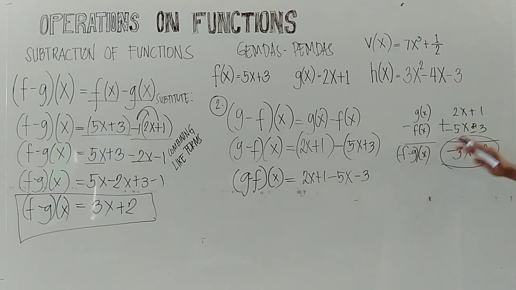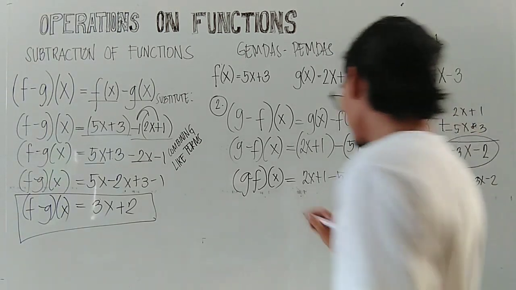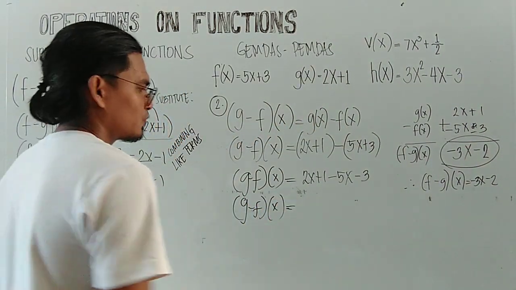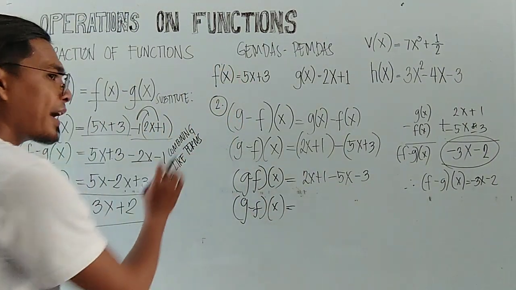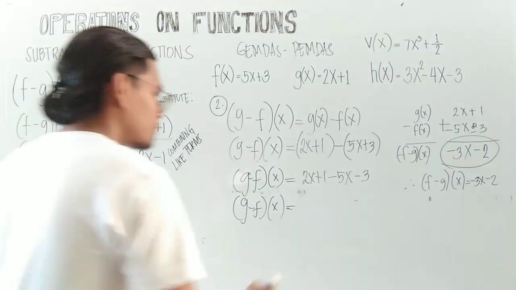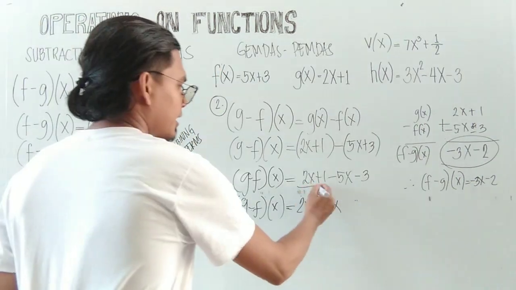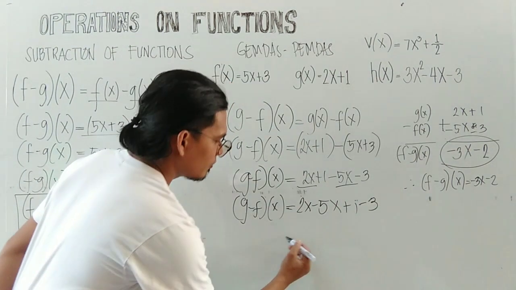Or pwede ka mo kung mo solve, minus 3x minus 2. Again, tuparon ta ang aton ng mga like terms. Kaya we are combining like terms. Okay? So in combining like terms, we have 2x minus 5x. Then we have plus 1. Then we have copy minus 3.